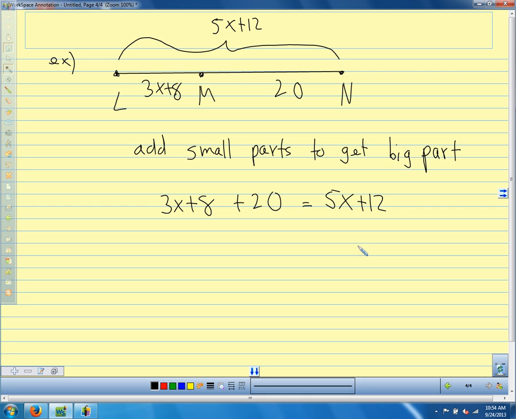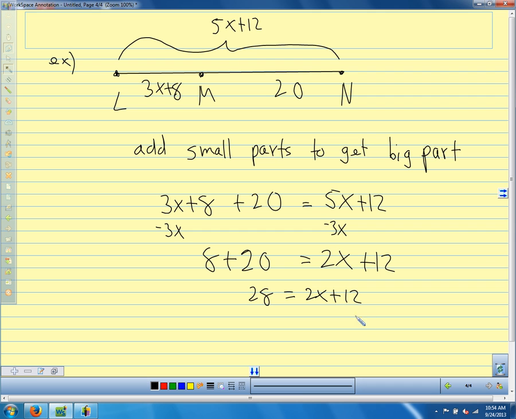So if we had the problem this way, what would we want to do next here, Matt? Subtract 3x. Okay, we could subtract 3x from both sides. Get all the x's on one side. And can I combine these two? So I have 8 plus 20 on this side equals 5x minus 3x is 2x plus 12. And I can add these two together, right? 28 equals 2x plus 12.